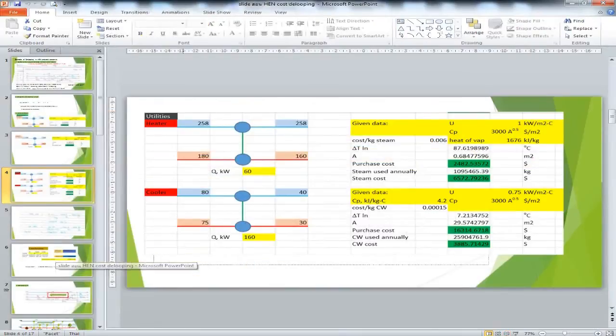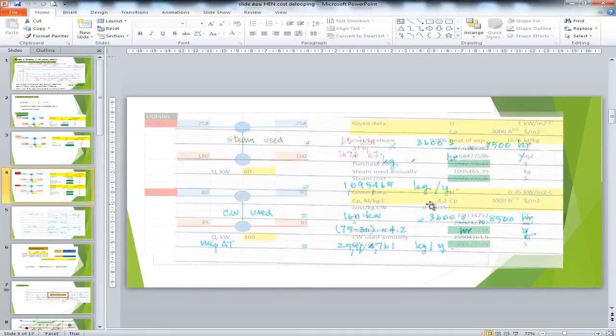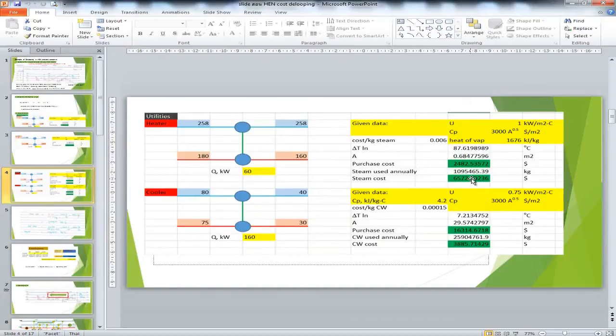Okay, this is already shown in this handwriting here. So what you get is the heat load divided by the latent heat and then multiplied with the unit conversion and the working hours per year. So what I get is the amount of steam used, about a million kilograms per year. So I can get the steam cost annually.